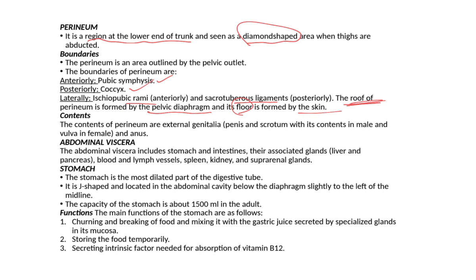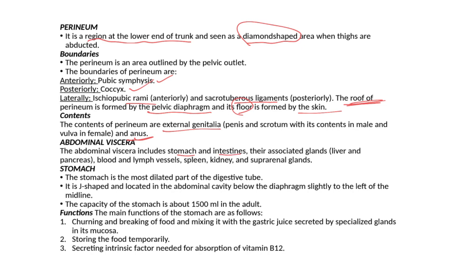What are the contents of the perineum? They are external genitalia and anus. External genitalia, in case of males, it is penis and scrotum with its contents and vulva in the female. And anus.